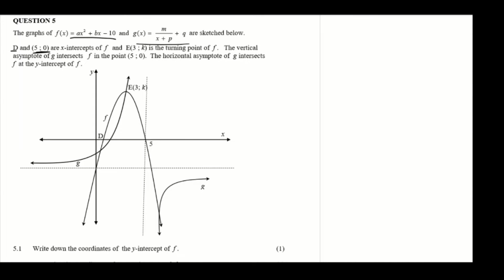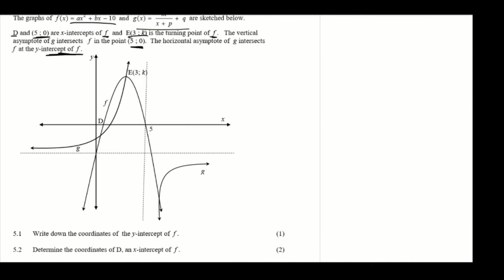We are also given D. We are told that those 2 points are actually x-intercepts of f, and E is a turning point of f, which is 3 and k. The vertical asymptote of g intersects the graph of f at 5 and 0. The horizontal asymptote of g intersects the f graph at the y-intercept. So we have all the information, and the diagram below is given. So let's answer the following questions.